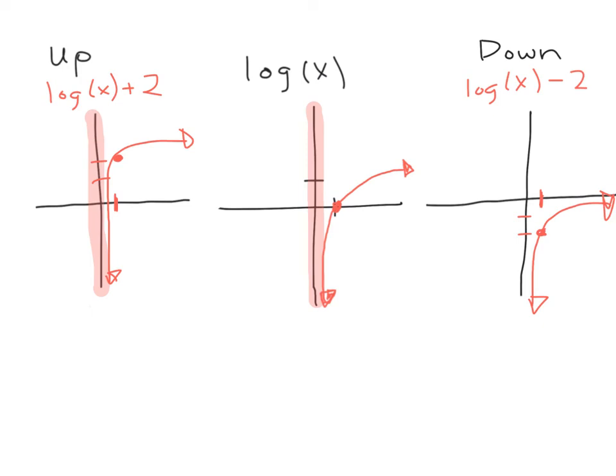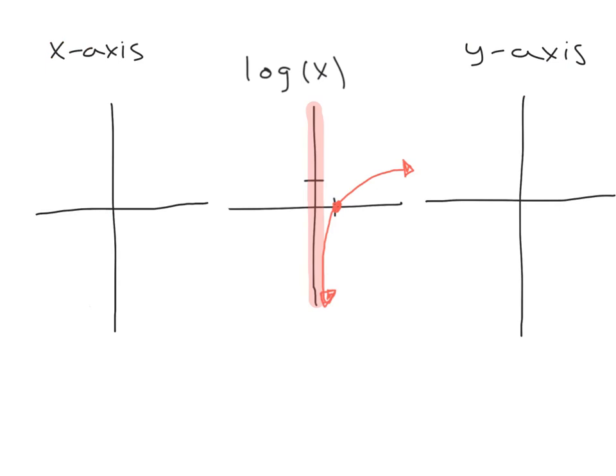Now let's jump into the reflections. Alright, so let's start off with a reflection across the x-axis. What that's going to do is, starting at that point, and I'll change it back to red.